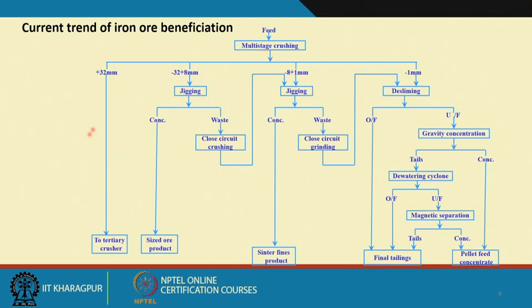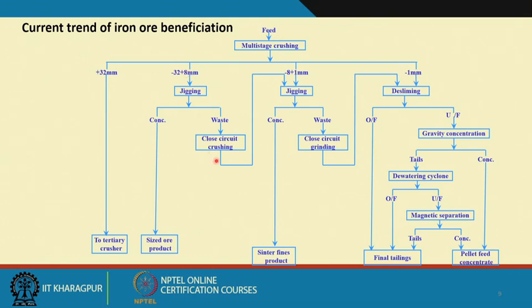That plus 32 you are sending to a tertiary crusher. So, that circuit is not complete. Here, in the current trend of iron ore beneficiation, what I want to emphasize is the minus 1 mm material. And then you have got in-between sizes, minus 32 plus 8 mm. There I can go for jigging, and the concentrate is the sized ore product. That means it is a lump now, I can directly sell it to a steel plant. Now, whatever waste is coming from the jigging, you are sending it to closed circuit crushing because they are coarse.